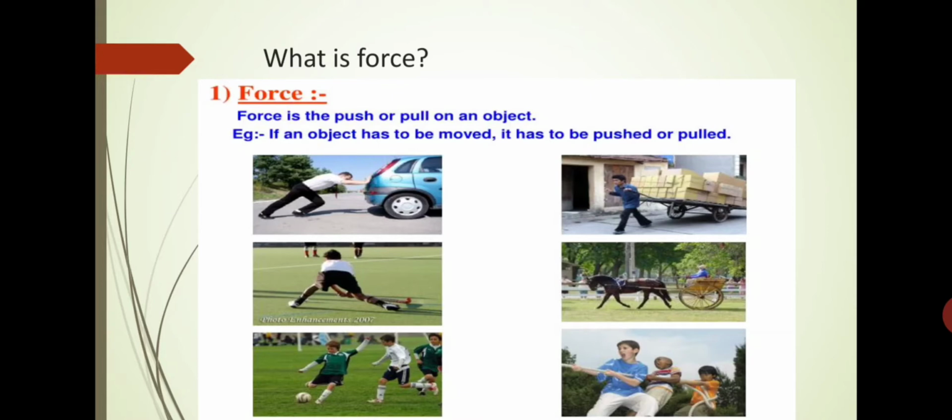In this picture, we have seen so many push and pull things. For example, if an object has to be moved from its place, it has to be moved by pushing or pulling. See, the man is pushing a car, this man is pulling that cart, the horse is pulling this one, the football player is pushing a football. This type of example is of push or pull. So what exactly is a force? Force is the push or pull on an object.